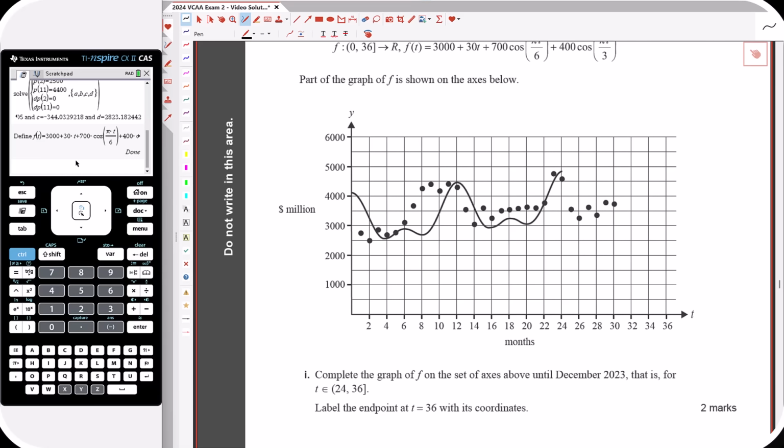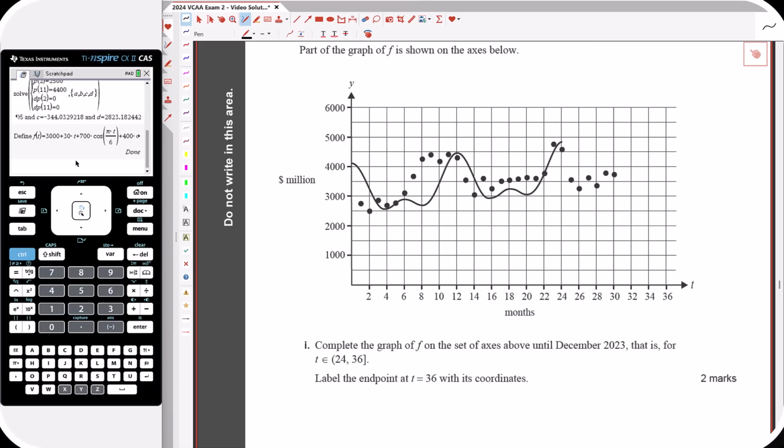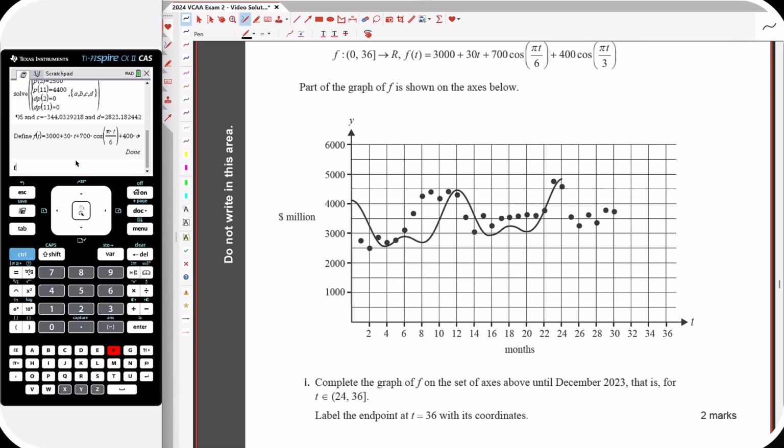Alright, so obviously let's just get our calculator to work out some points for us. So we want to draw it up until 36, so that endpoint is going to be important, and the question does specify label the endpoint at t equals 36 with its coordinates. So f of 36 is 5,180. Okay, so looking at our scale here, each little box represents 500. So this is about 5,200. So we want to think about putting it 2/5 of the way up this box. So that's where that's going to be: 36, 5,180.